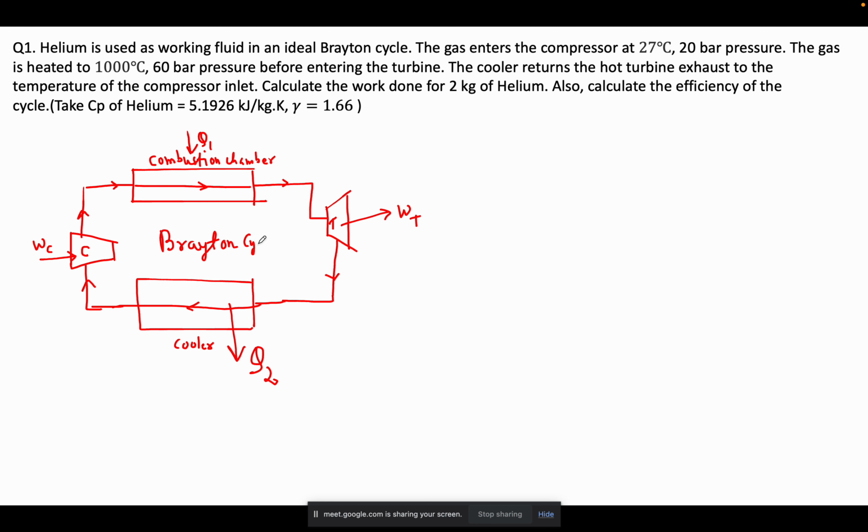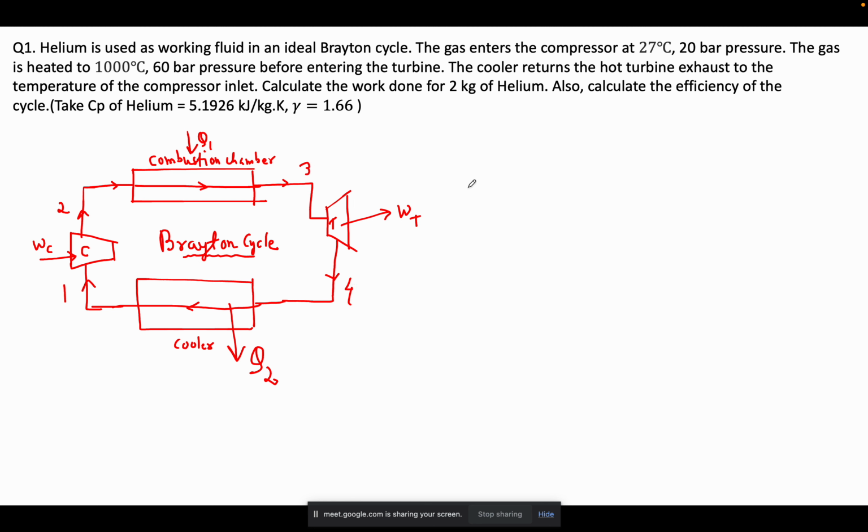Now why it is called ideal Brayton cycle, when we solve this we will understand what is the difference between ideal Brayton cycle and a non-ideal Brayton cycle. So this is basically the schematic diagram. Whether it is ideal or not depends upon this turbine, and we'll come to see. Now if we name these processes, from here it is 1, it is 2, and this is 3, and it is 4, and then it is 4 to 1.